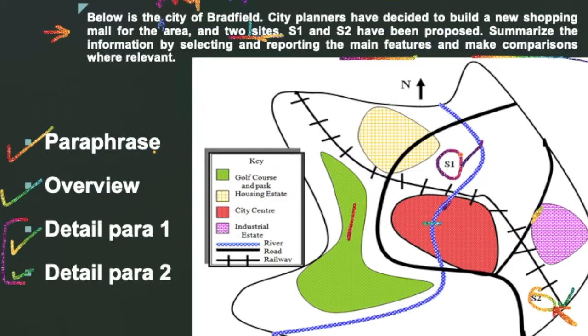One is: you can compare with respect to two things in one paragraph and two things in the other paragraph, or you can talk about S1 in one paragraph and S2 in the second paragraph, right? So let's do it the latter way.